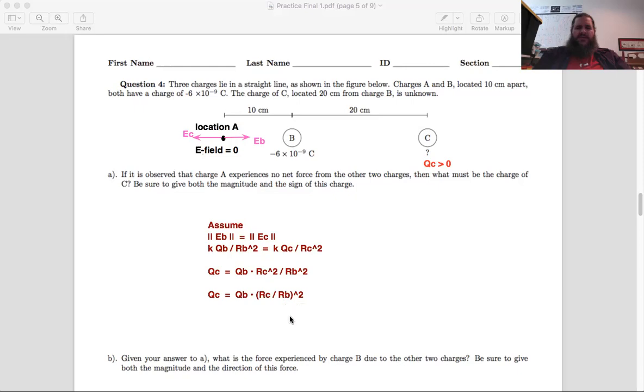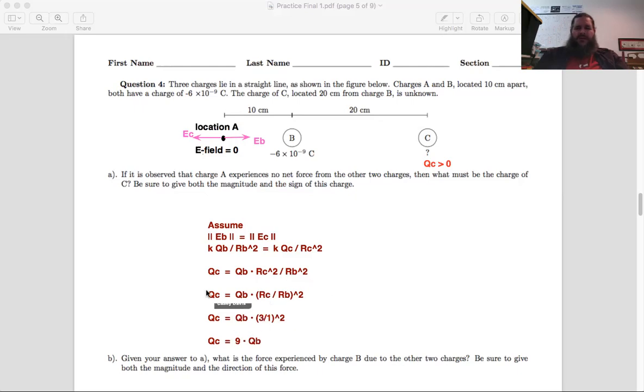And what do we know about that ratio of distances? It's a 3 to 1 ratio. Yeah, because we're measuring from A to C and from A to B. So RC over RB is a 3 to 1 ratio, which means charge C is charge B times 3 over 1 squared. And what's 3 to 1 squared? 9. Right. Charge C has to be 9 times as strong as charge B, at least in terms of absolute value, in order for this to work. Because it's 3 times as far away, it's got to be 9 times as much charge because of the squared on the R.